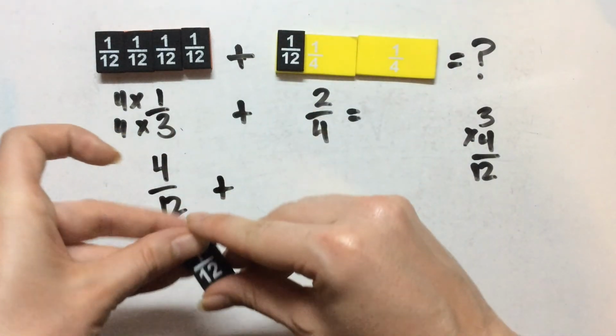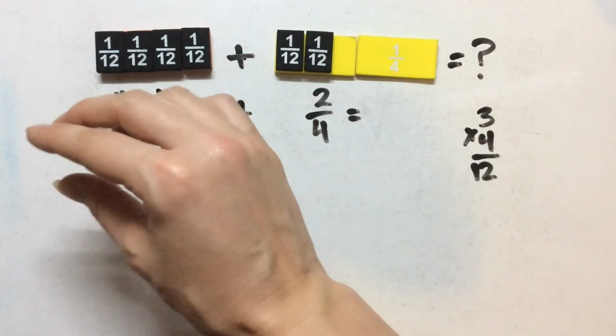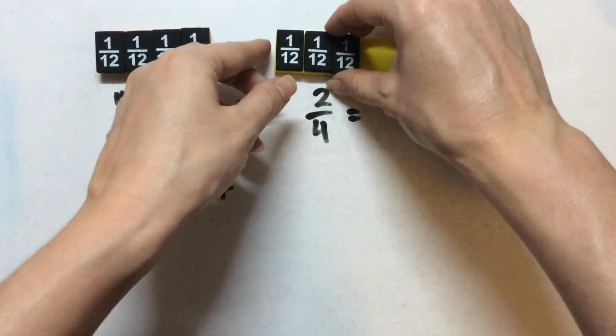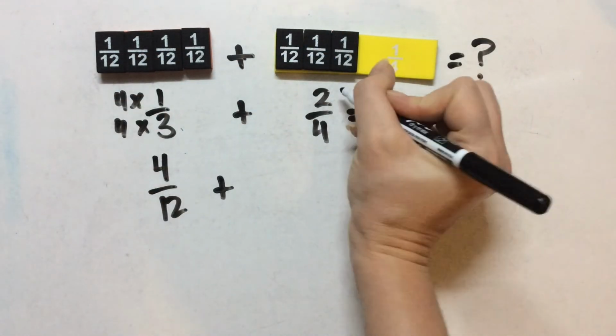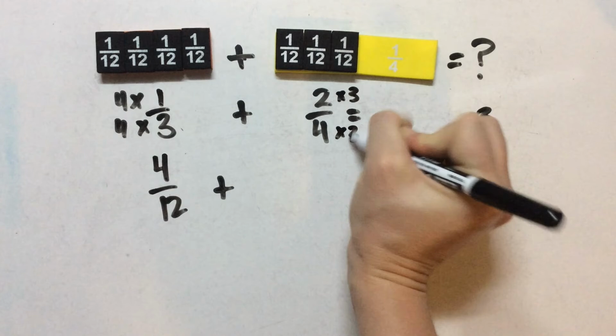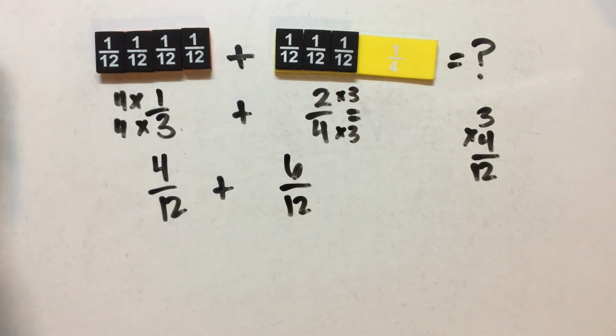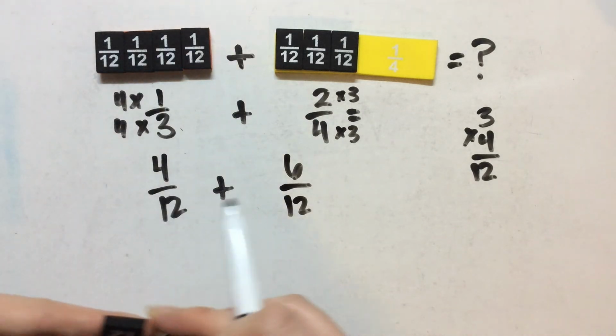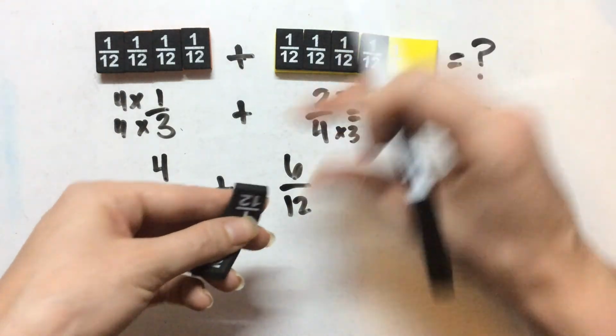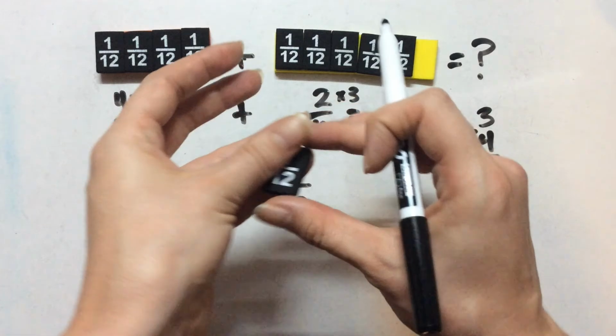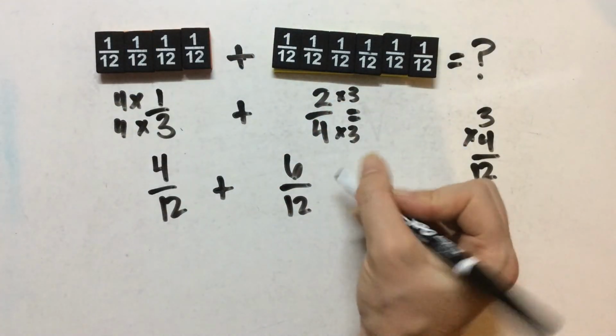times 1, 2, 3 will get us to 12ths, which would actually be 6/12. You can see that 3/12 equals 1/4. So now we can add on these 3 more 12ths and get 6/12.